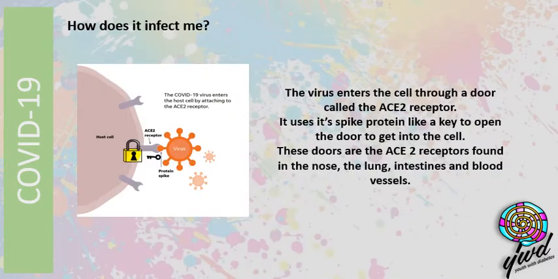So how does this virus infect me? This virus enters the cell through a door called the ACE2 receptor. It uses a spike protein on its surface like a key to open that ACE2 door and get into your cells. These doors are present in your nose, your lung, your intestines, and your blood vessels.